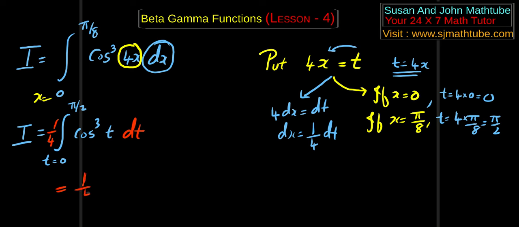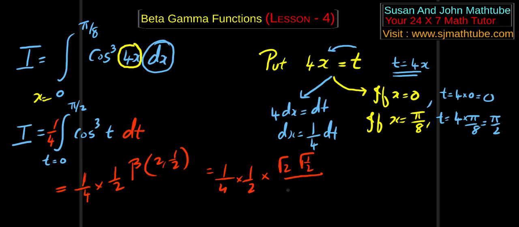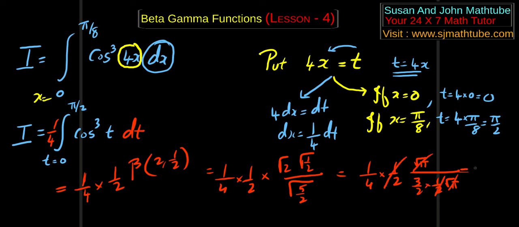So we do like 1 by 4, 1 by 2, beta 3 plus 1 is 4, 4 by 2, 2, 2 comma 1 by 2. And that will be 1 by 4 into 1 by 2 into gamma 2, gamma 1 by 2 by gamma 2 plus 1 by 2. That will be 5 by 2. And that will be 1 by 4, 1 by 2, gamma 2 is 1 factorial, that is 1. And we have root pi, and here also 3 by 2, 1 by 2, root pi. And anyway, we end up with the same answer, 1 by 6.